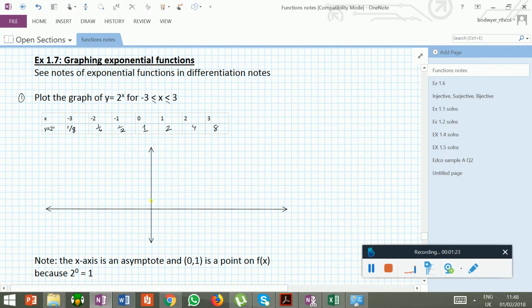When x is 0, y is going to be equal to 1, and that's true of any exponential function, because anything to the power of 0 is always equal to 1. So when x is equal to 0, y will always be equal to 1.